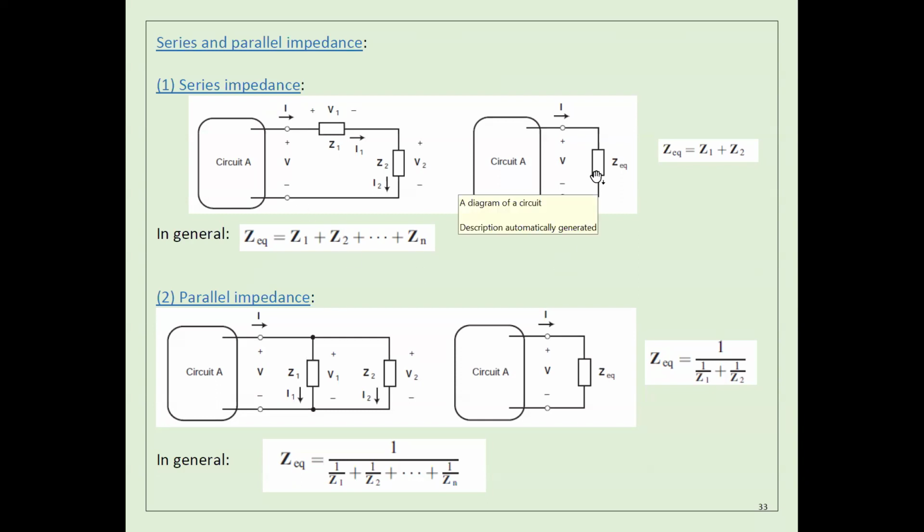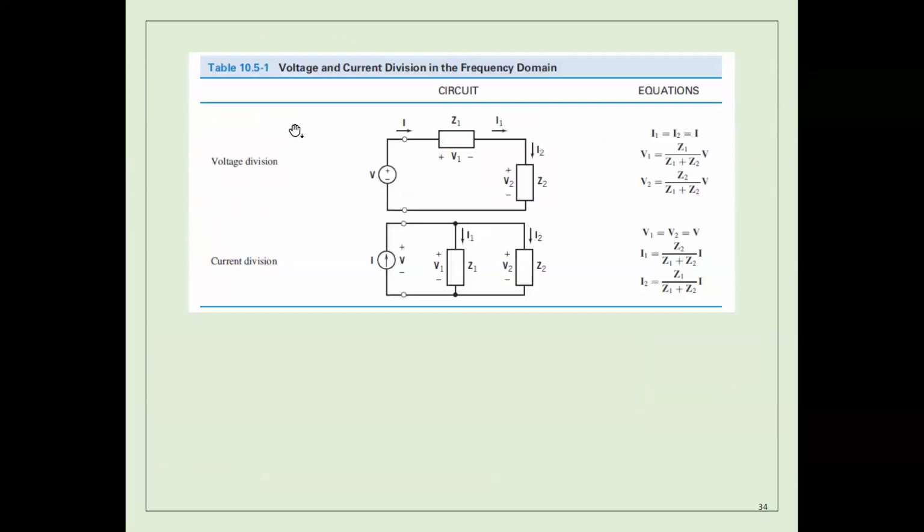Same thing if they are in parallel: 1 over Z equivalent equals 1 over Z1 plus 1 over Z2. Nothing is new, the only difference is that we use complex numbers. Same thing for voltage division. If you have a voltage and I want to get the voltage across Z2, I multiply V by Z2 divided by the summation, same thing as we did before.